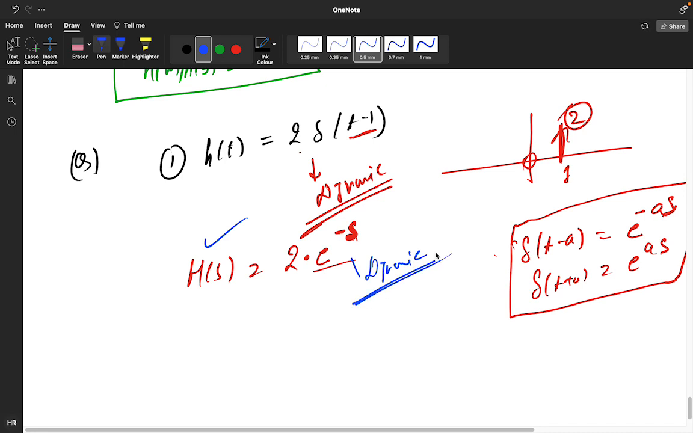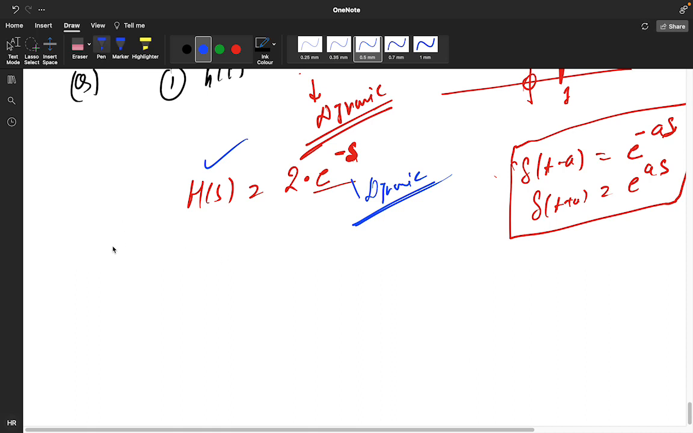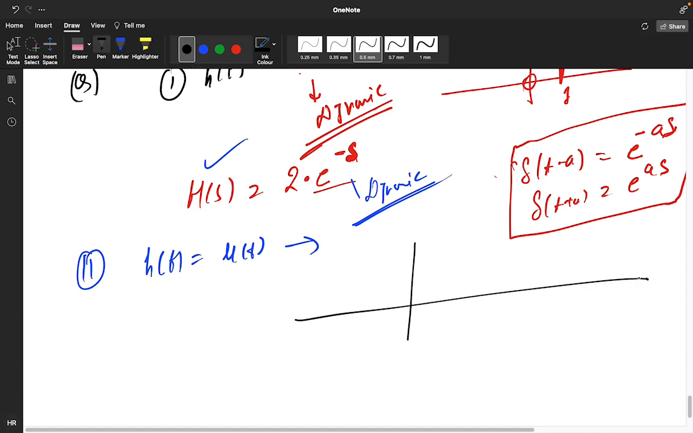Dynamic value. Correct? What about this particular equation? h of t equals u of t. Will it be impulse or dynamic? If you make the graph, the graph is like this. Are you getting an impulse? No, no impulse is there. It's dynamic.